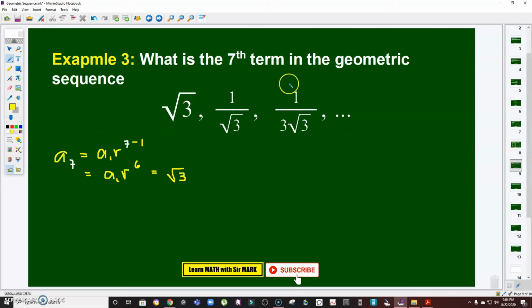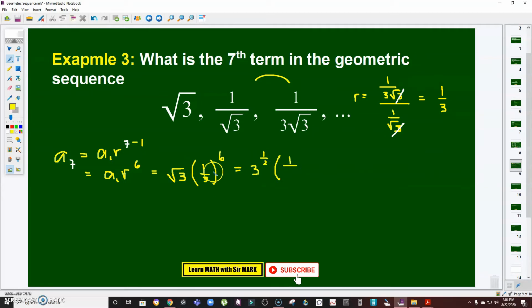Suppose I'm going to divide this, so to get the common ratio, the third term, which is 1 over 3 square root of 3, all over 1 over square root of 3. Clearly, masi-simplify, maka-cancel ko yung 1 over square root of 3, right? So, therefore, the common ratio here is 1/3. See that? So, meron akong 1/3 raised to 6. Law of exponent. And square root of 3 can be written as 3 raised to 1/2. Then this one can be simplified as 1 over 3 to the 6.